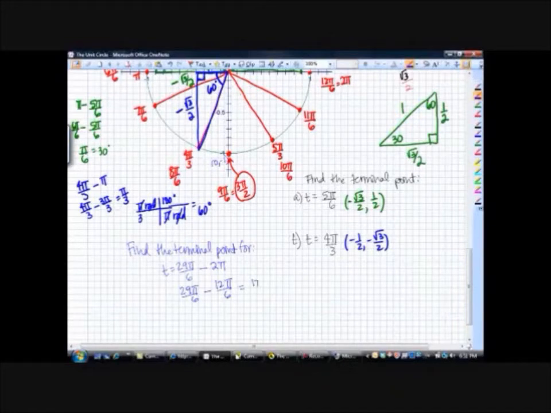And that's going to be 17 pi over 6. Again, that's larger than 2 pi. So let's subtract again. Now we're going to say 17 pi over 6 minus 12 pi over 6. And that gives us 5 pi over 6. Now, 5 pi over 6 is something that we can work with.